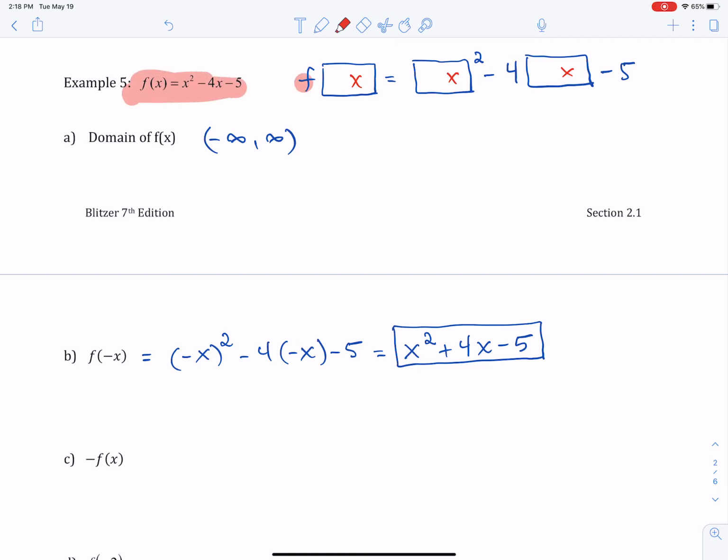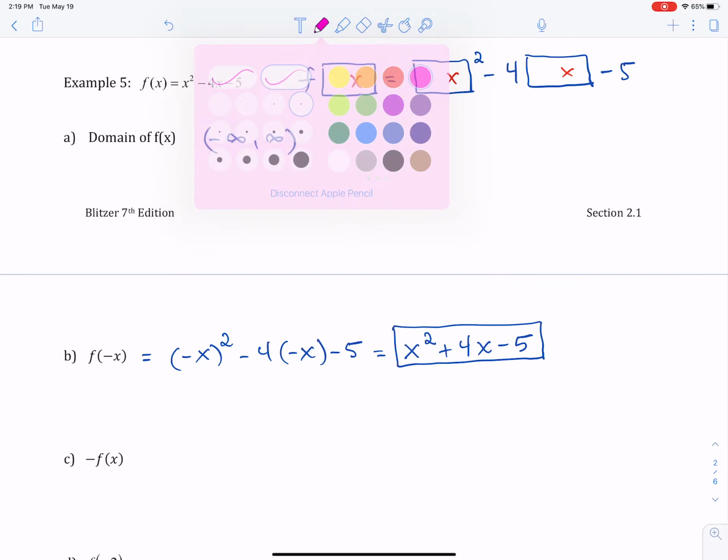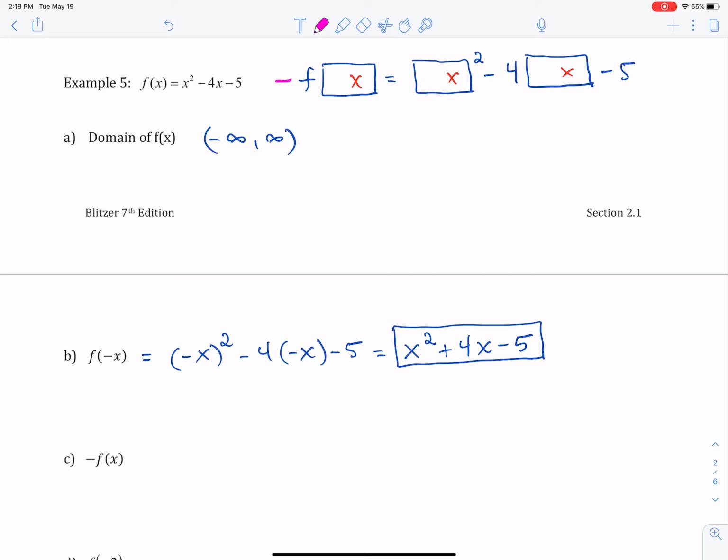These two expressions are identical. What is changing is a minus sign in front of that function. So this minus sign is going to be in front of this whole expression. So negative f of x is going to put a negative sign up front of the entire expression from the right. Distribute the negative sign: negative x squared plus 4x plus 5.